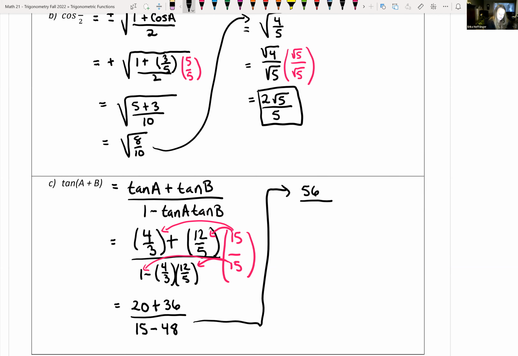I need to think about this for a second. That is 33. And that is a negative 33. So in here we get negative 56 over 33 is our answer. If anything simplified, I would simplify that, but it doesn't.